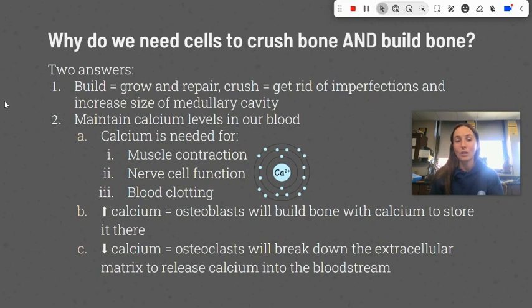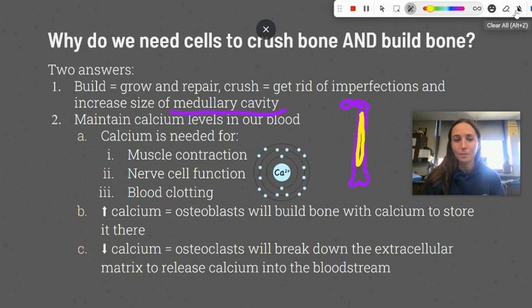We also need to increase the size of that medullary cavity, which if we remember back, that's in a long bone, right? That's the hollow part in the middle. So if we're looking at a femur, that's going to be the part right in the middle. That medullary cavity is right in the middle. It's that hollow part of the bone.